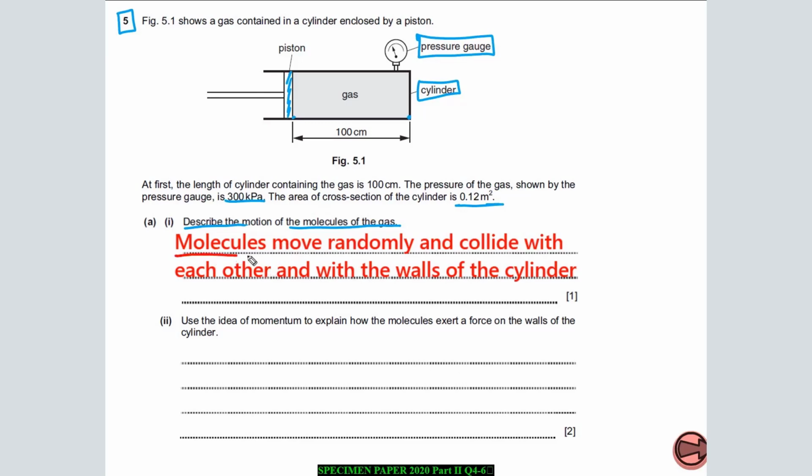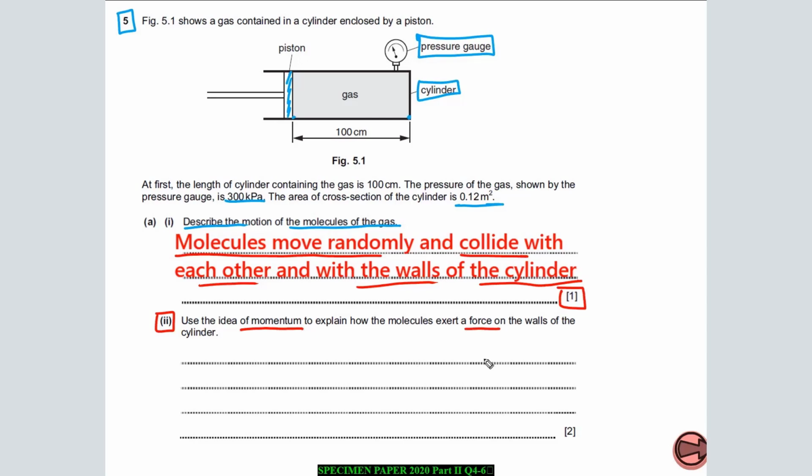We need to understand that molecules move randomly and they collide with each other and also they collide with the walls of the cylinder. So this is a very simple one we can answer. The next one: use the idea of momentum to explain how the molecules exert a force on the walls of the cylinder. So first thing we need to understand is using the idea of momentum and force.